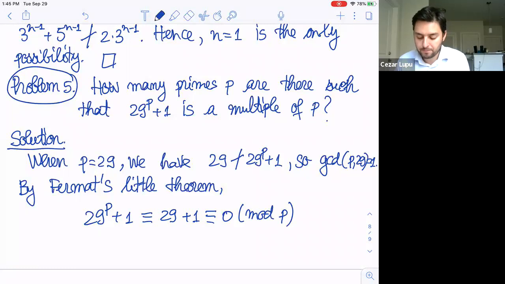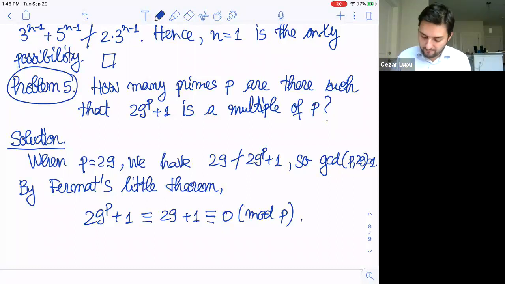Remember, a to the P is congruent with a mod P, right? Remember that? So 29 to the power P will be congruent with 29 mod P, right? But 1 is congruent with 1 mod P. So if you add them, it will be 29 plus 1 mod P. But this is 30.